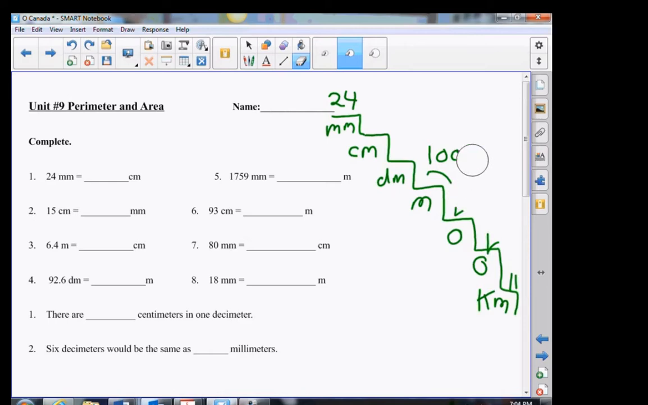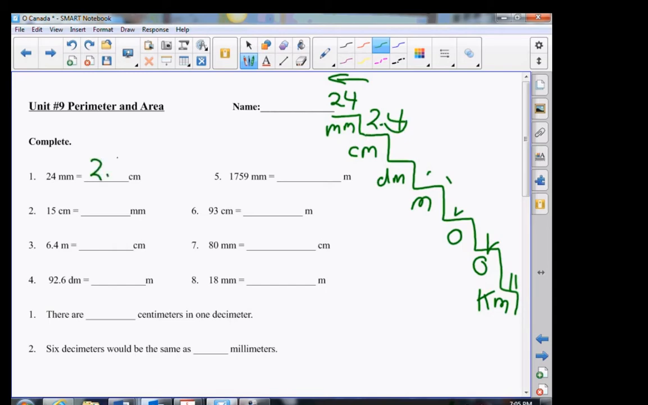Let me erase that. Okay, so again, now that we've had that review, let's get into the questions. 24 millimeters would equal 2.4 centimeters. And there it is.